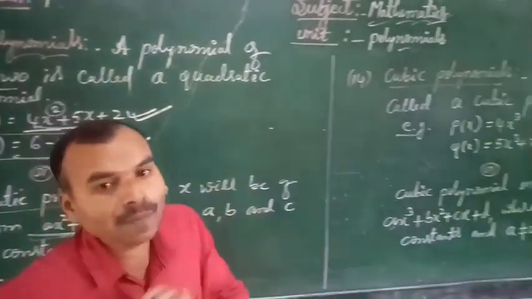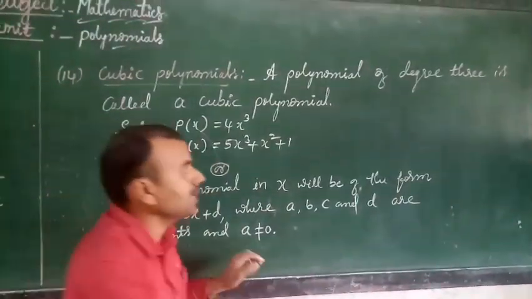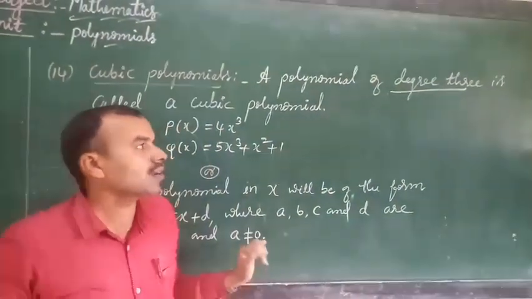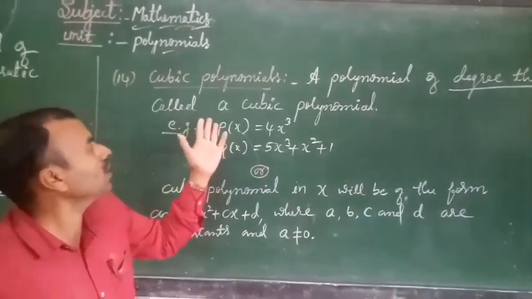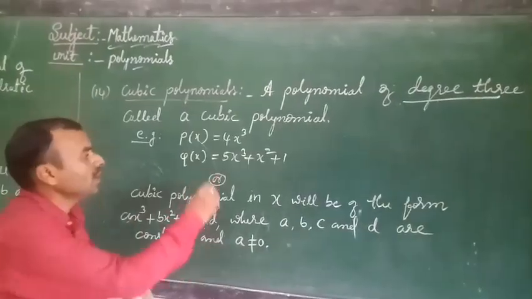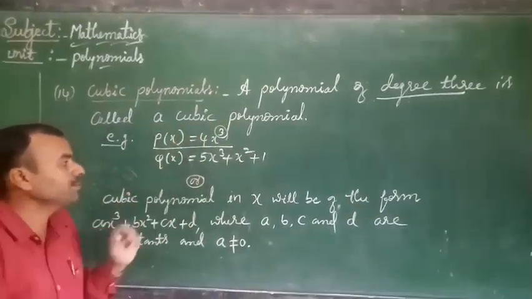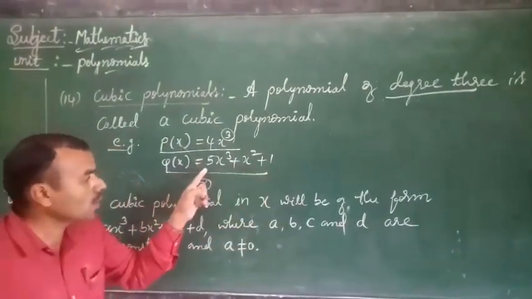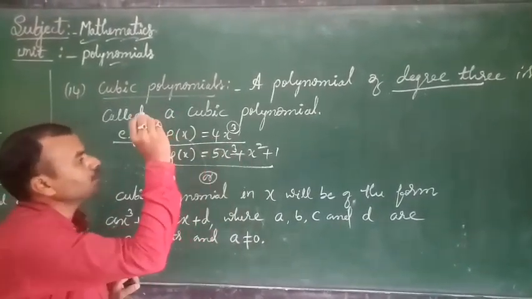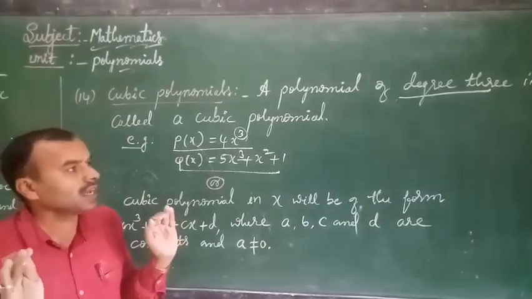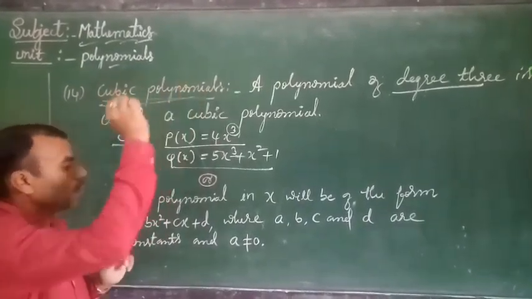Next, cubic polynomial. A polynomial of degree 3, highest power of the variable is 3, such a polynomial is a cubic polynomial. For example, p of x equals 4x cube, highest power 3. Q of x equals 5x cube plus x square plus 1, highest power is 3. In any polynomial, if the highest degree is 3, then such a polynomial is a cubic polynomial.